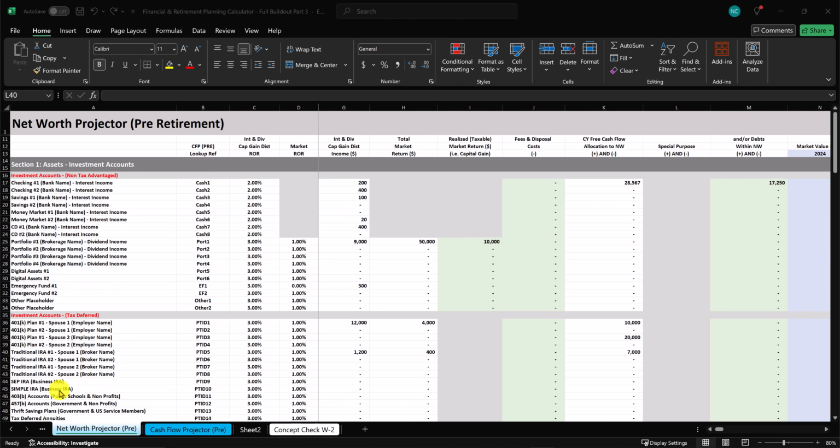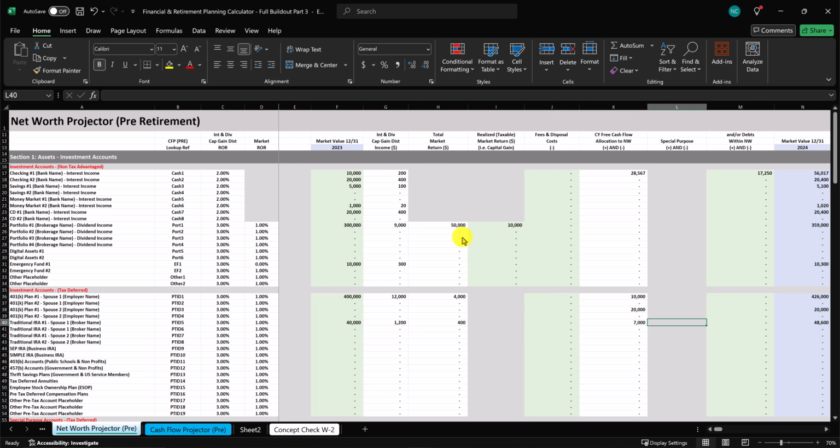So if we go back over here to the net worth projector and we look at portfolio 1, we said that this portfolio had $50,000 of gain in this particular year. And if I scroll out for a second, any cumulative gain that has been earned within the portfolio over time would already be part of this $300,000. So cumulative gain, whether realized or unrealized, through 12/31/2023 is in here. Gain for 2024, whether realized or unrealized, is in there.